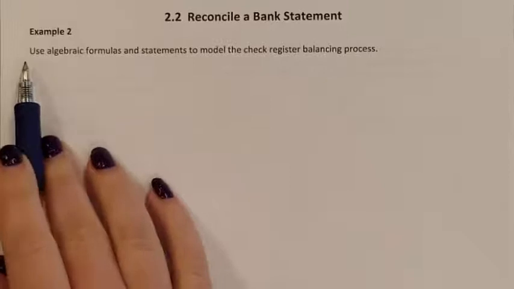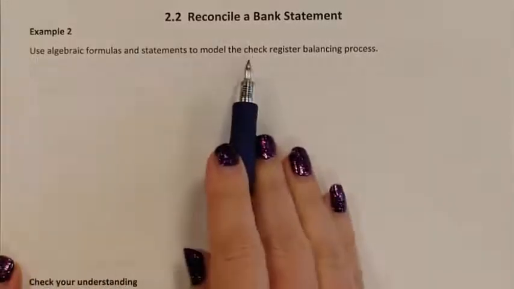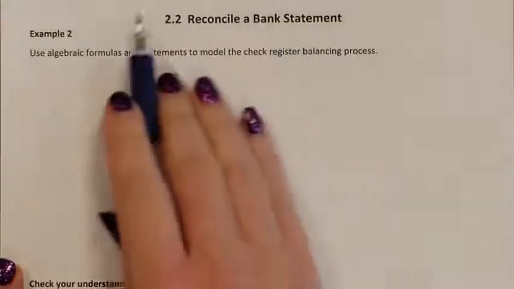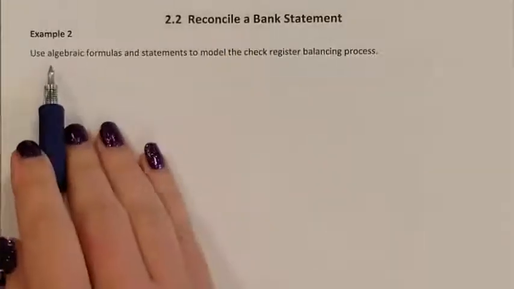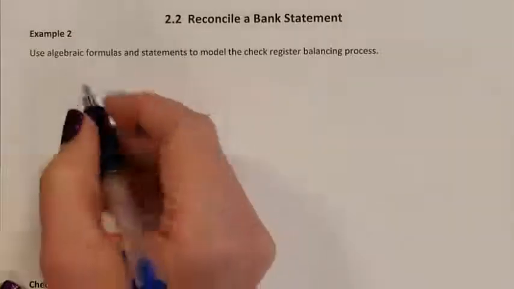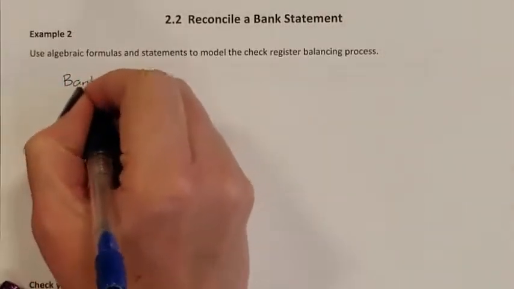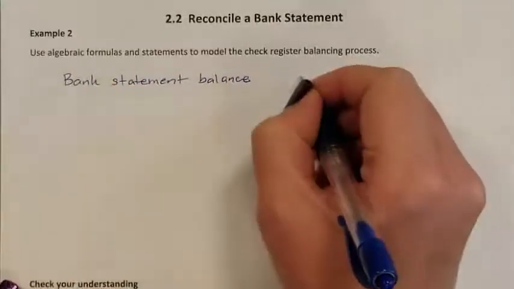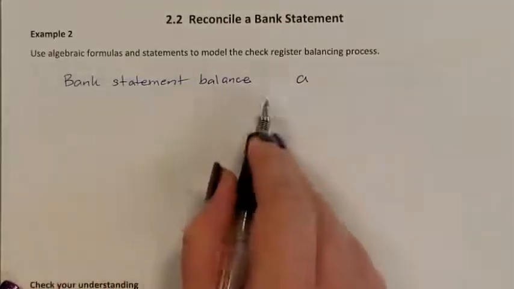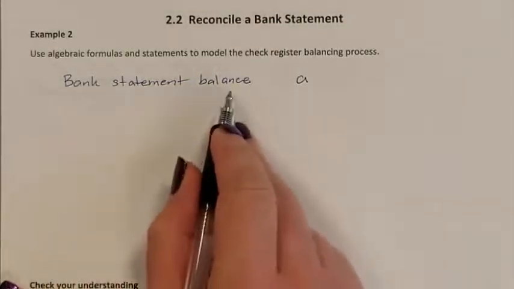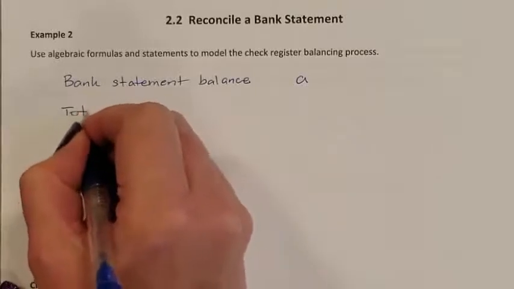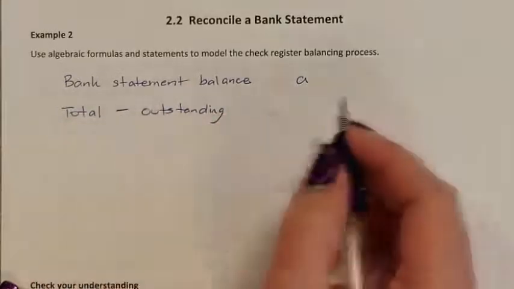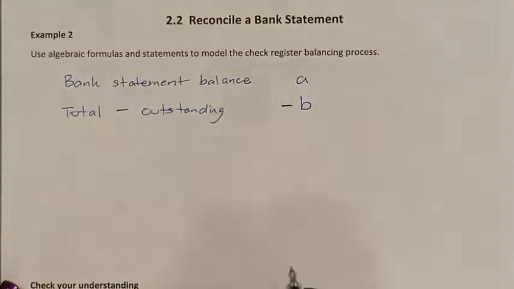Example 2. Use algebraic formulas and statements to model the check register balancing process. So they want us to do exactly what we just did, but do it in an algebraic formula instead. So we always first started off with our bank statement balance. And since that's what we started with, we're going to call it A. So you always have the A, bank statement balance. Then you always ended up calculating your total outstanding withdrawals. How much did I owe? I owed whatever B amount was.